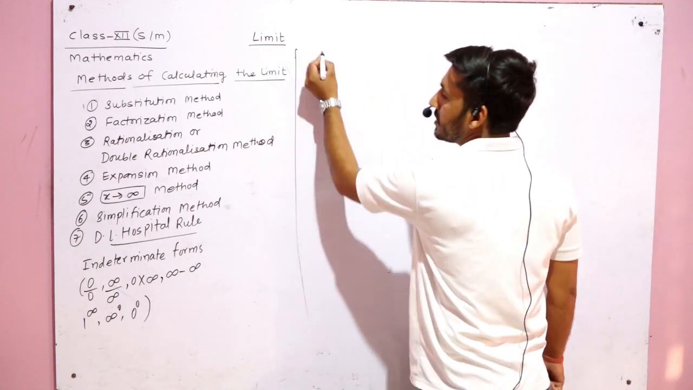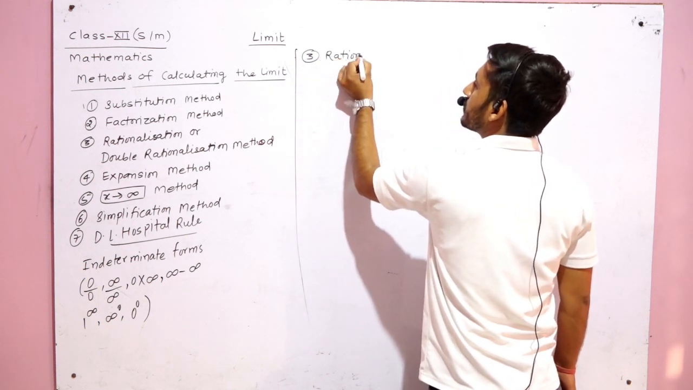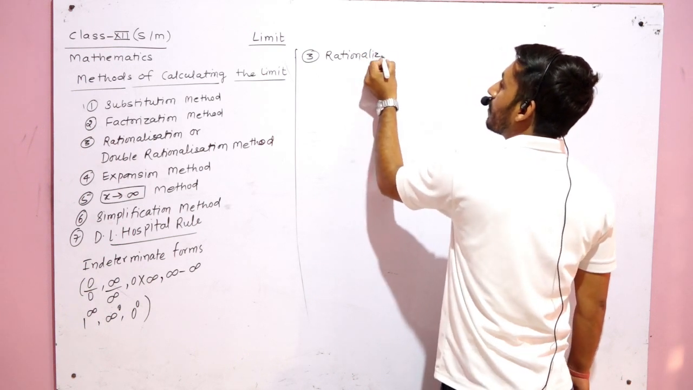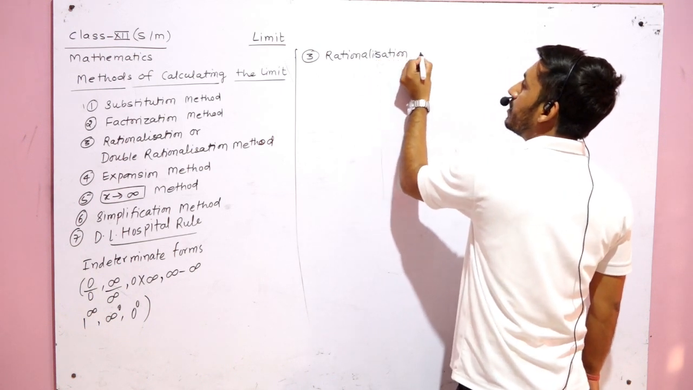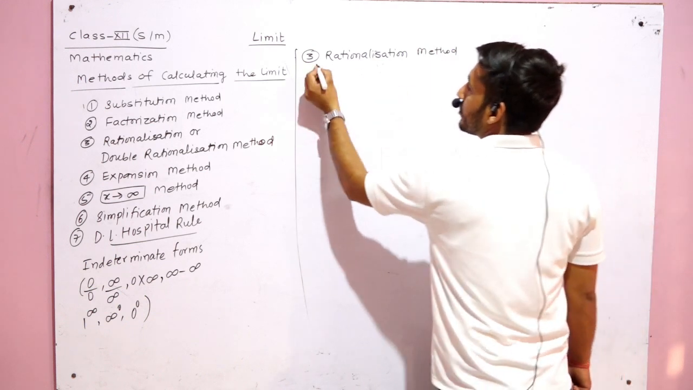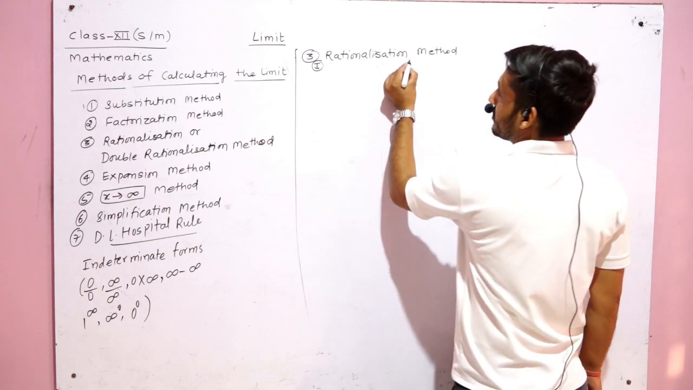Then the third method is the rationalization method. Okay, this is the first part of the third method, rationalization.